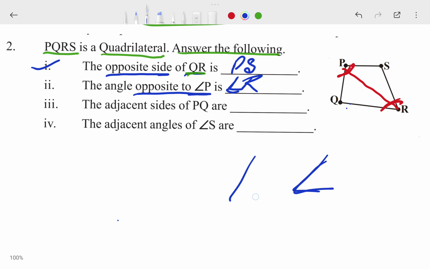Okay, don't think this is an L. This is not an L. This is the symbol of angle. So I will write it here. Okay, just wait a minute. I will write here. This is the angle R. Okay, right. Is it clear?